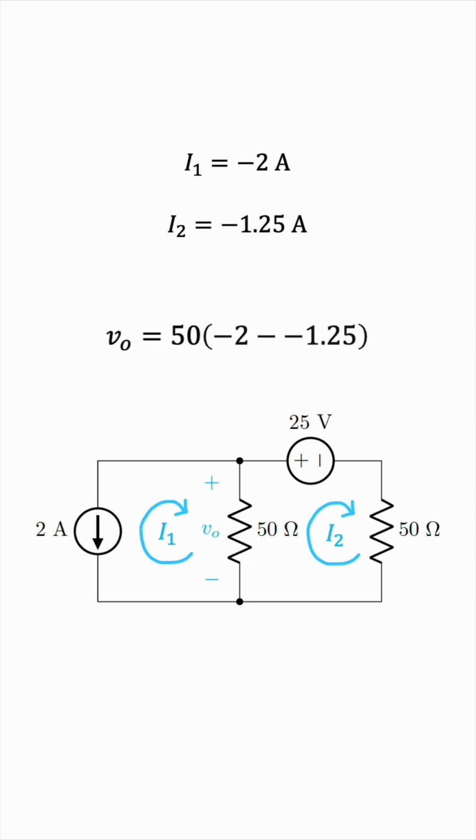Substituting the values, we get 50 times negative 0.75, and this gives us negative 37.5 volts. And this agrees with the result we obtained using the node voltage method as well as the superposition method, because this circuit has already been part of two previous videos of mine where we used different methods to achieve the same result.